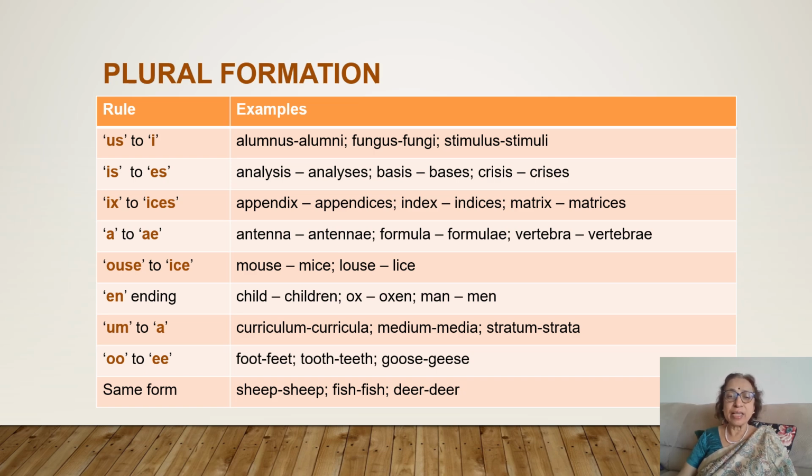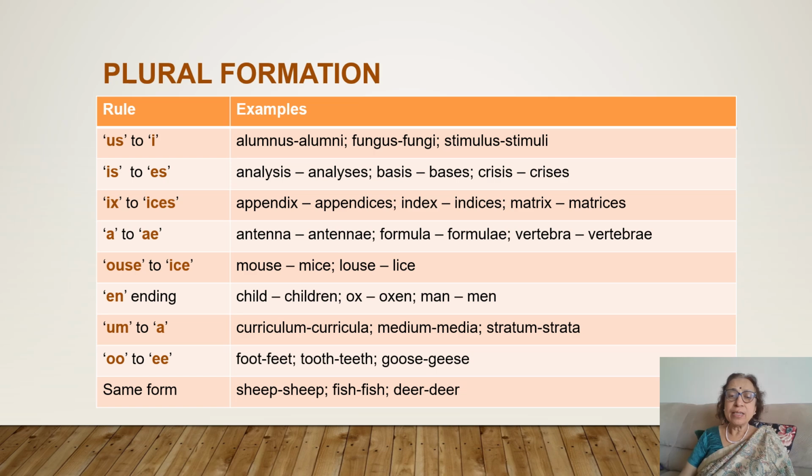Antenna becomes antennae. Formula becomes formulae. And vertebra becomes vertebrae. Then OUSE, this also example we saw. Mouse, already we had. And one more example is added here, and that is louse and lice, small insect. Then you have N in the ending. Child becomes children. Child remains as it is, en is added. Then you have ox, it becomes oxen, en is added.